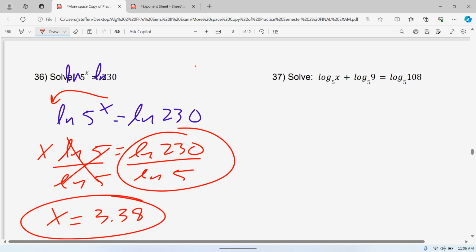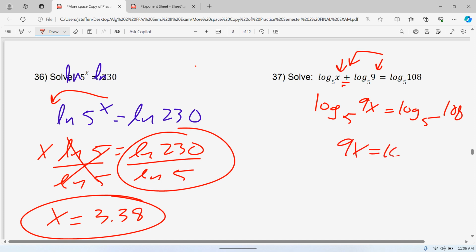Number 27. This one caught me off guard. I almost missed this one and went back and fixed it. If you're adding, they all have the same base, but if you're adding, that means we multiply the x and the 9. So this is actually log base 5 of x times 9, which is 9x. Once you have it down to a single log, now we can get rid of the logs because they're both log base 5. So it's 9x is equal to 108. Divide both sides by 9, you get x is equal to 12.